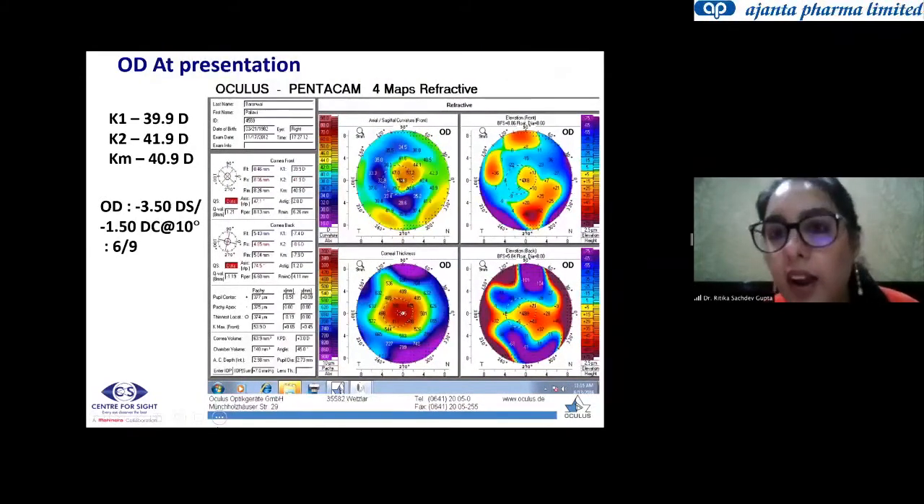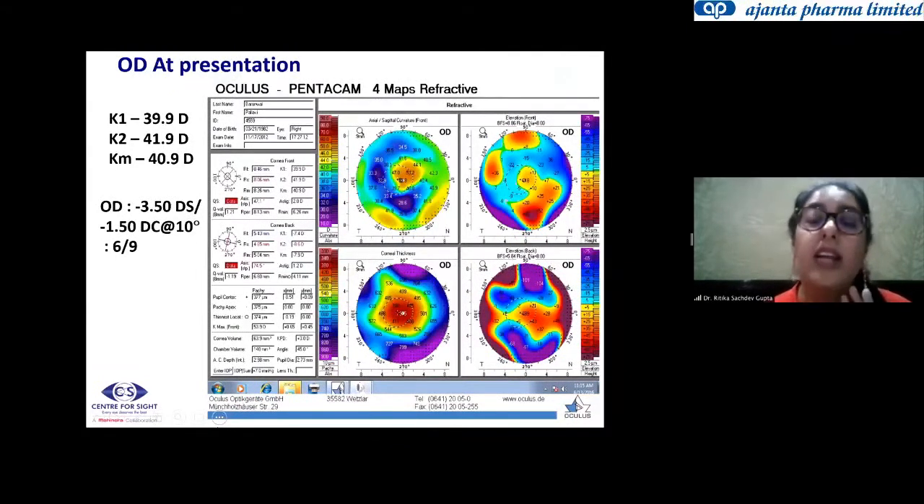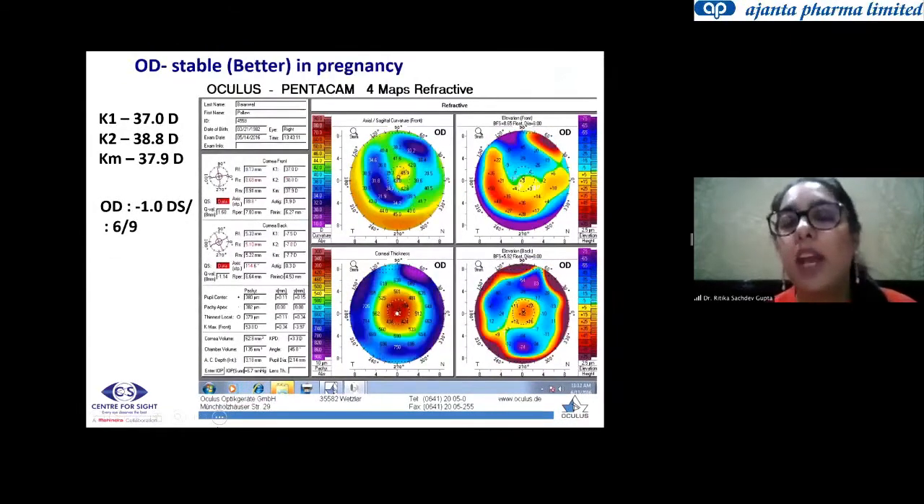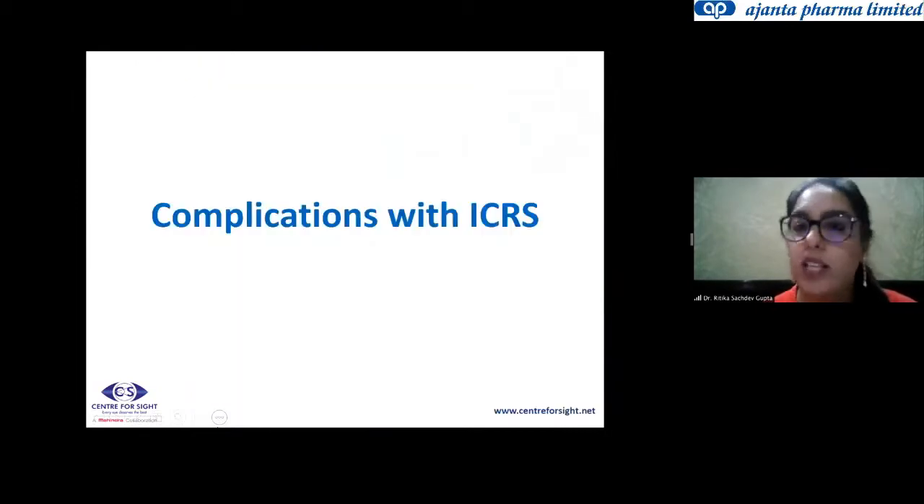This is the other eye where we felt that the central nipple protrusion was quite significant, vision was very bad, and so therefore she went in for ICRS plus cross-linking. This is her position post the ICRS and cross-linking, and this is how she behaved in her second pregnancy. So the eye with ICRS plus cross-linking remained stable because this possibly had a much greater role together, synergistic, and also because the case was that of post-classic ectasia.